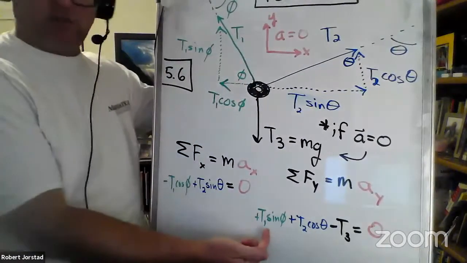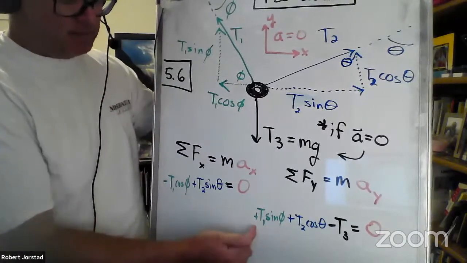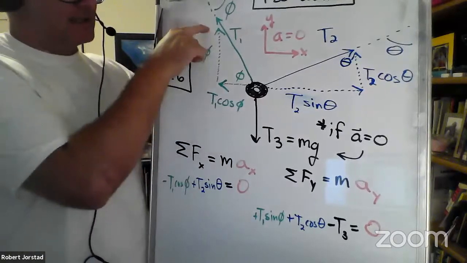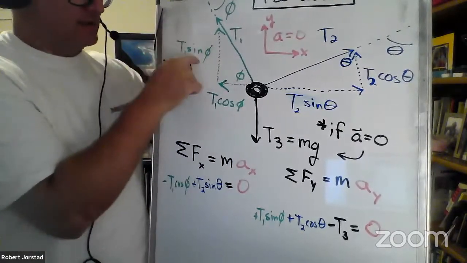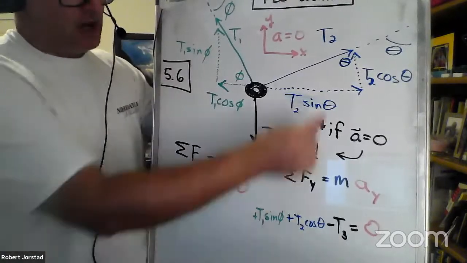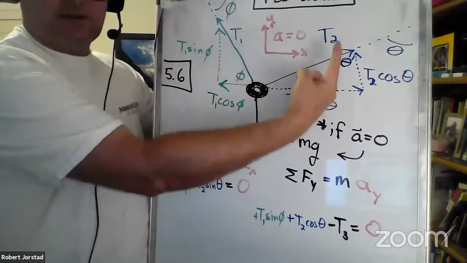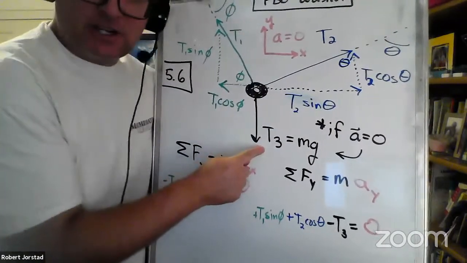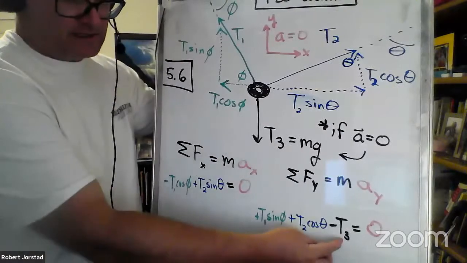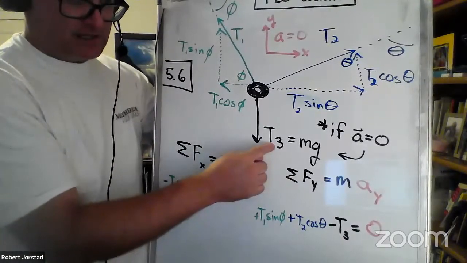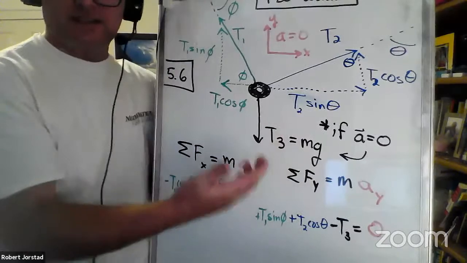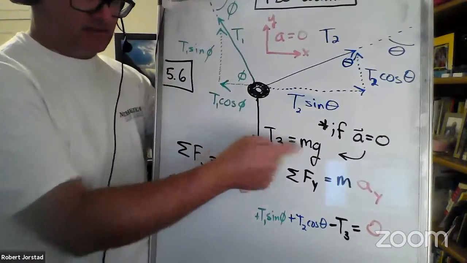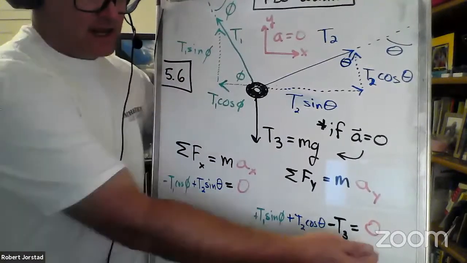Going over here to this one, I get a plus T1 sine phi. That's going plus, because it's going up in the y, T1 sine phi. T2 cos, that one's going up. And then T3 is down. You may have written mg. That's also fine. Because do you agree that T3, the magnitude of this tension, is equal to the magnitude of the weight because this thing's not accelerating? So it's okay in this special case to just switch T3 with mg. And then again, it equals 0.